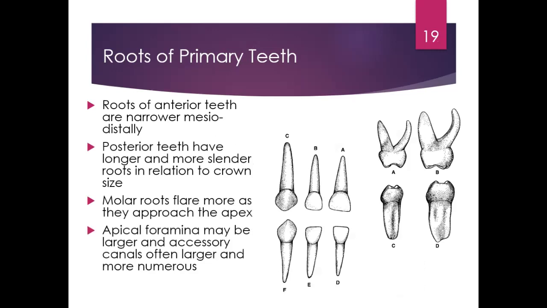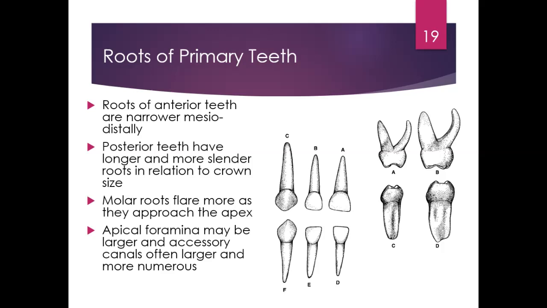With regards to the roots, you always want to remember that the roots of the anterior teeth are narrower mesiodistally, okay? Posterior teeth have longer and more slender roots in relation to the crown size. So you can see how it's splayed just a little bit, and that makes room for the permanent tooth bud.